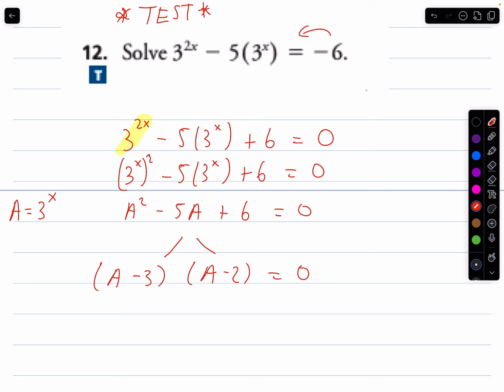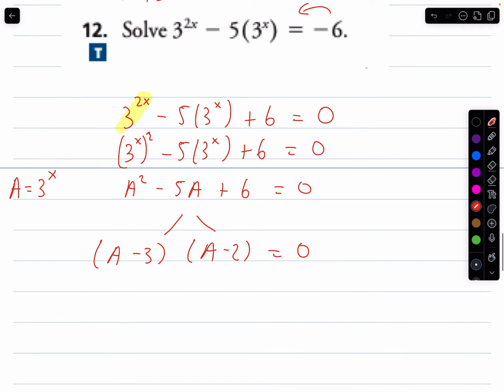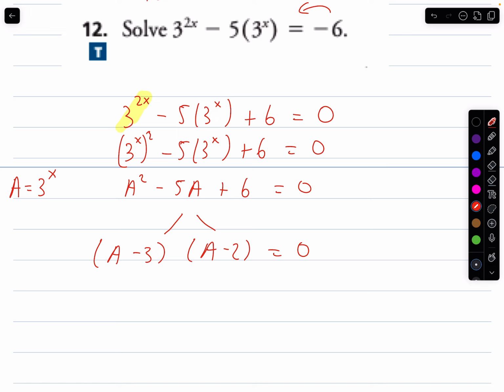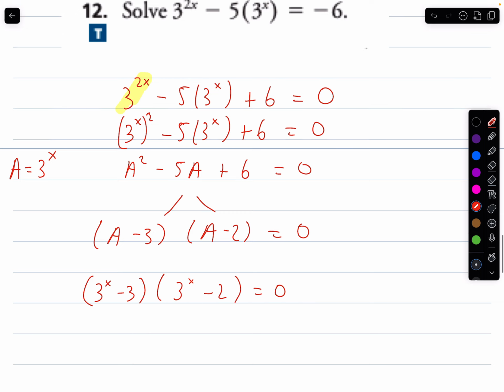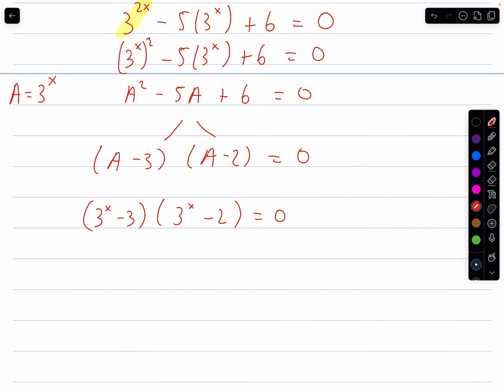And then once I factor this, I'm going to plug the 3 to the x back into this. So this is going to be 3 to the x minus 3, and this is going to be 3 to the x minus 2. And then I'm going to solve for each one separately. So 3 to the x minus 3 equals 0. That means 3 to the x is equal to 3. And if it's equal to 3, then the power is 1. So then x equals 1, because I just equate the exponents.